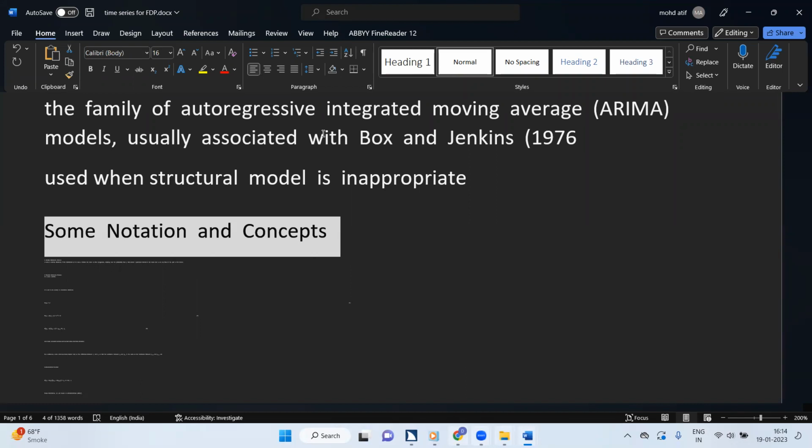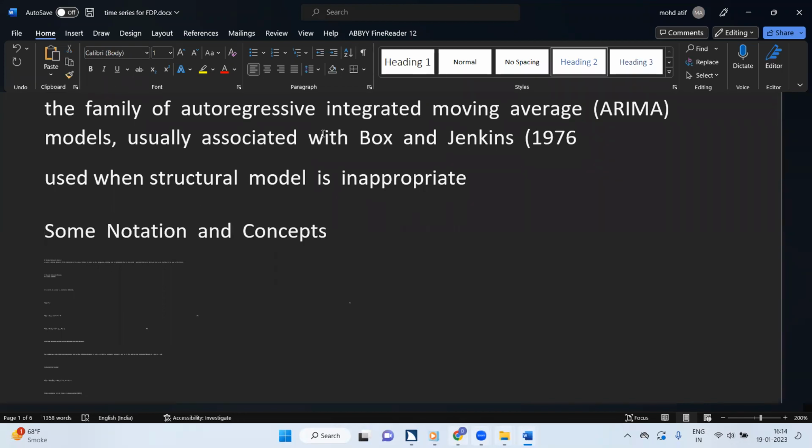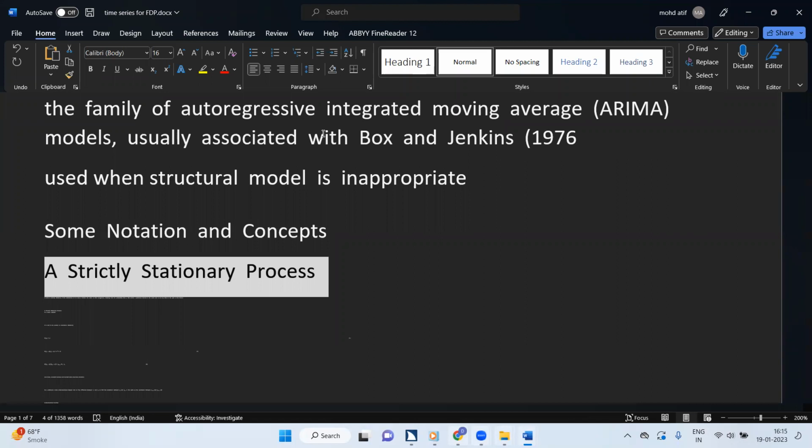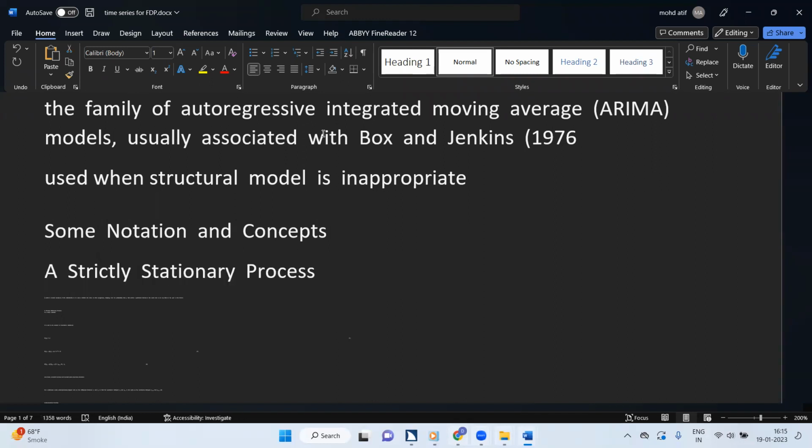Let's discuss briefly some notations. We will talk about stationarity quite a lot. In time series, your variable should be stationary. We distinguish between two kinds of stationary processes: a process which is strictly stationary and the process which is weakly stationary. So let's first see what is strict stationarity.